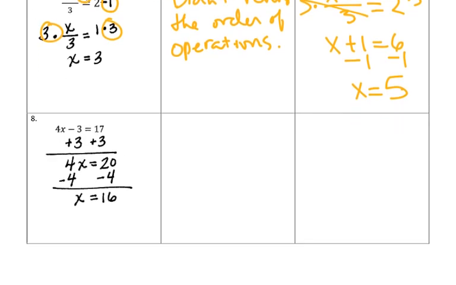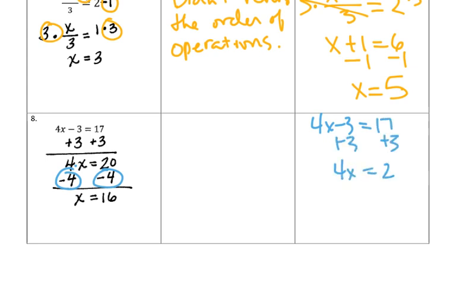Alright, now the last one in this set, we've got 4x minus 3 equals 17. They add 3 to both sides, that's the inverse operation. That becomes 0, they're left with 4x equals 20. Then they subtract 4 from both sides, giving them x equals 16. Boom, hopefully you saw that. It's 4 times x. We need to do the inverse operation, right? So they started it out correct.